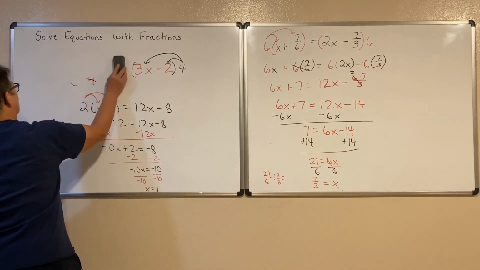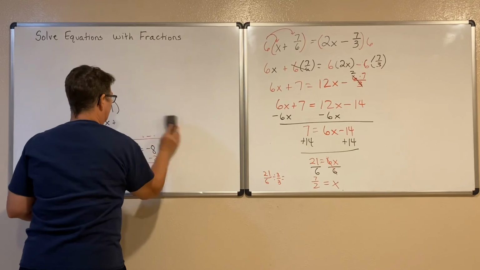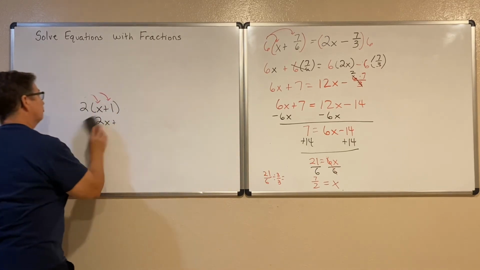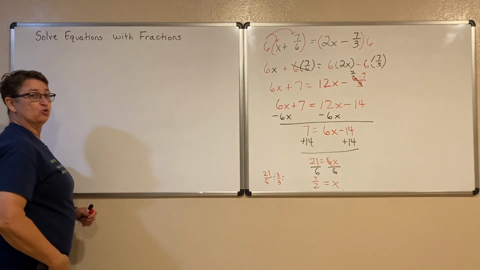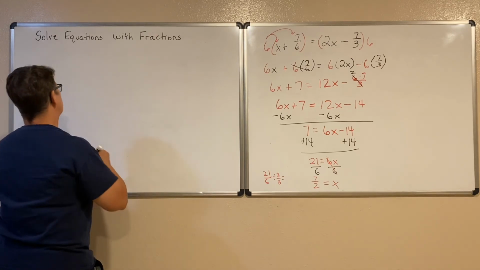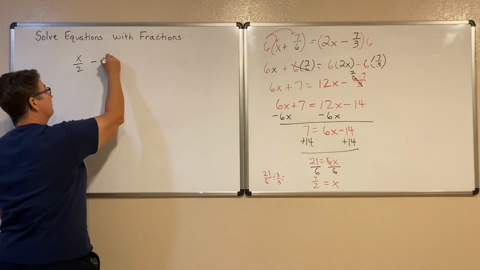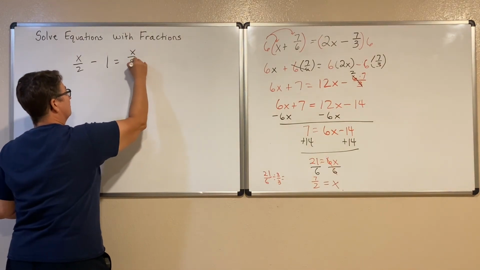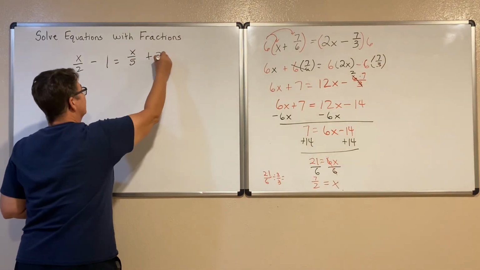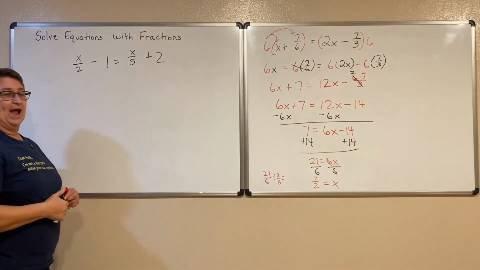All right, one more. So when we are dealing with fractions in an equation, since we have an equal sign, we can just multiply both sides of our equation by the same number to get rid of our fractions.